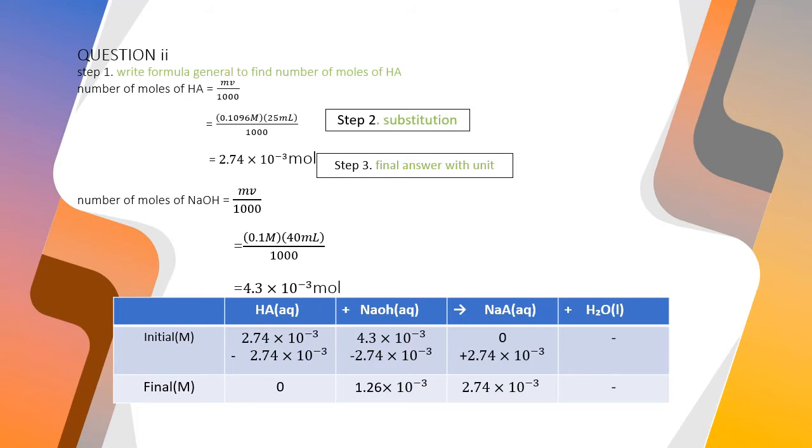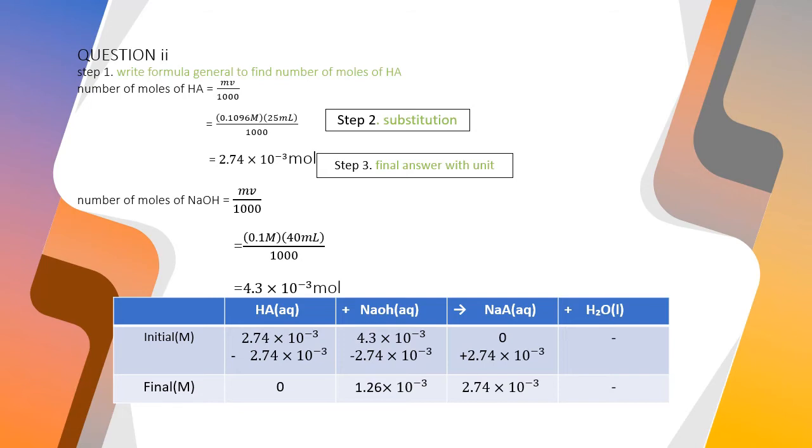When you have these two values, put them in this box. What is the moles of HA? It is 2.74 times 10 to the power of negative 3. NaOH is 4.3 times 10 to the power of negative 3. And A is 0. They didn't give it, this is what we need to find, basically. So they didn't give any value to put here, so just put 0.